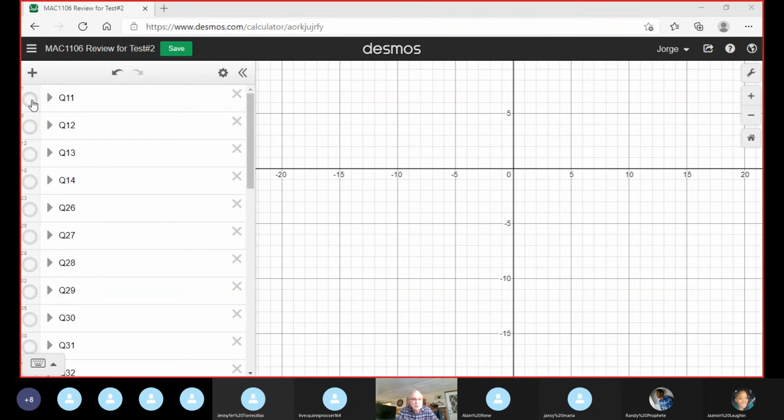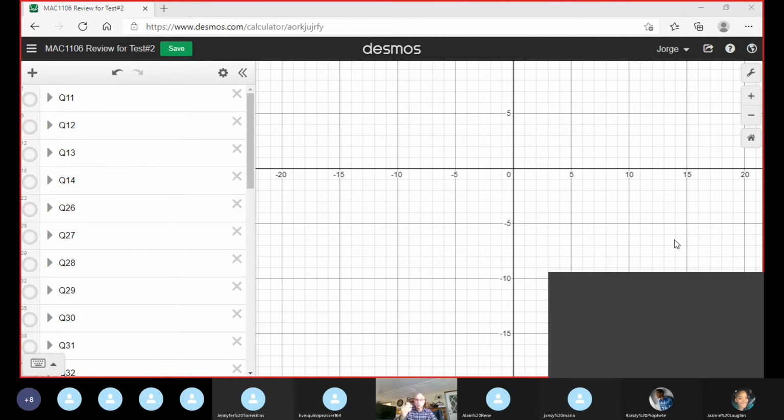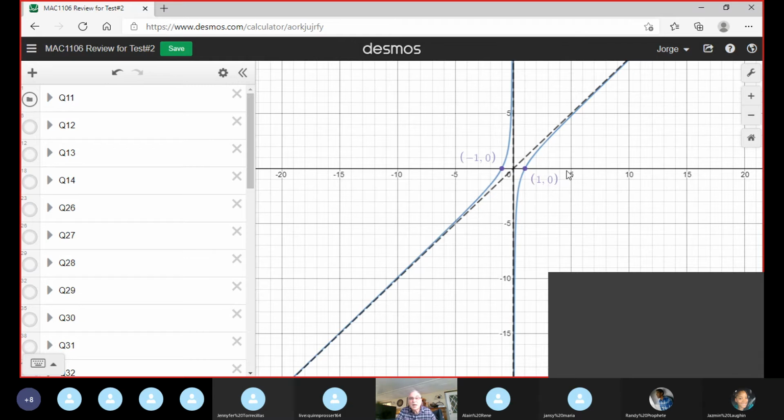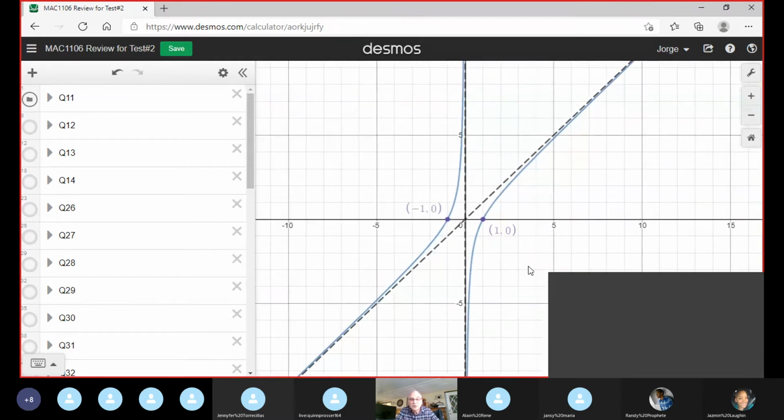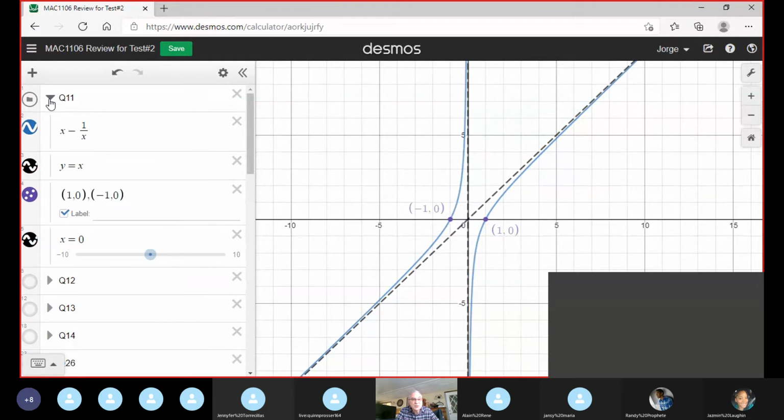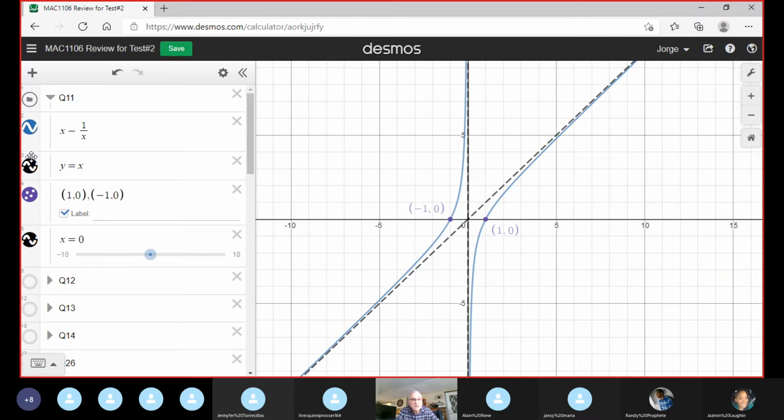Okay. Do you see Desmos? Yes or no? Good. This is question 11. Look at that. You can see the original function. You can see the slant asymptote. You can see the vertical asymptote. And you can see the x intercept. If you want, I plot different extra points. This is the homework for you.